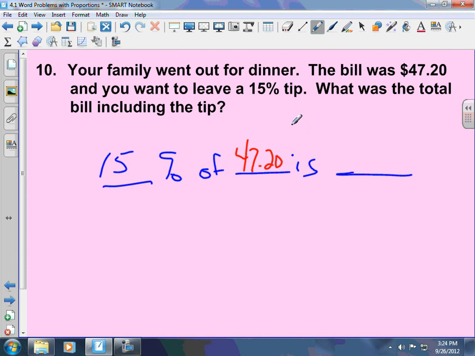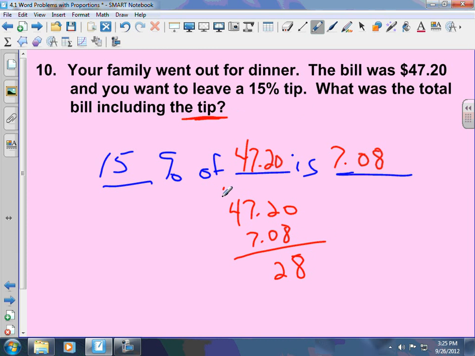So 47.20 times 15% equals $7.08. So if you went to a restaurant and your bill was $47.20 and you wanted to leave a 15% tip for the waiter or waitress, you would leave $7.08. Now, tip. They want to know what the total bill was including the tip. Do they take the tip away from your bill or add it to your bill? That's correct. They add it to your bill. So you have to add these two numbers together. So your total bill is $54.28.